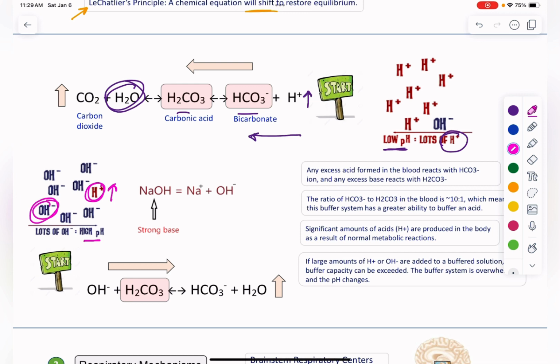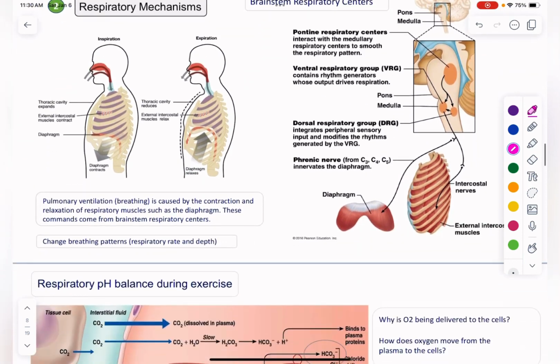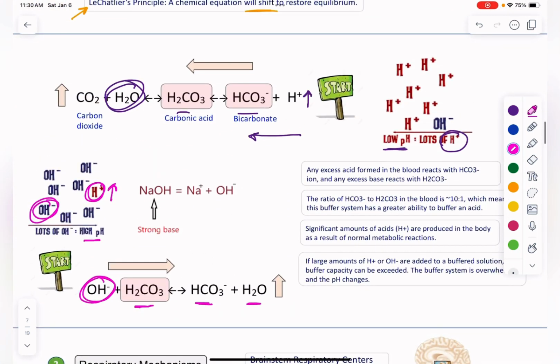So what happens if we have too many hydroxyl ions? They're going to combine with carbonic acid, which is going to be converted into bicarbonate and water. And by taking hydroxyl ions out of the solution, we're allowing more free hydrogen ions to exist, I think is how that works.